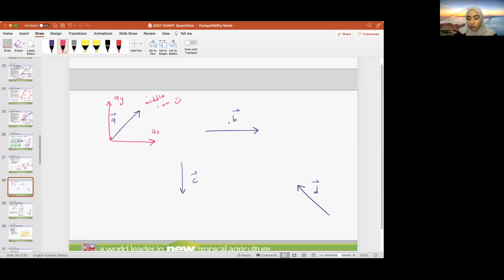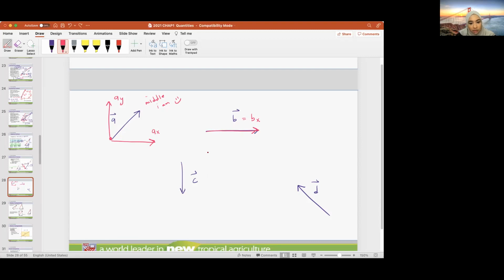What about this B vector? I want to know what is the X component and what is the Y component. My vector always has to be in the middle, but does it have a Y component? It only has an X component. So B is basically BX. It does not have a Y component. It's not going up, it's not going down. It only has an X component. Very important. Okay, what about C?